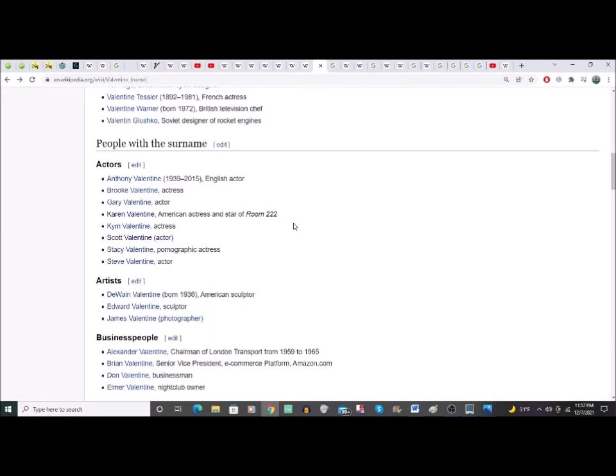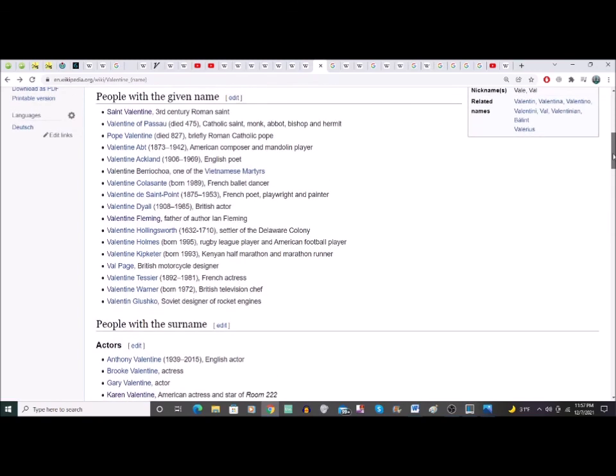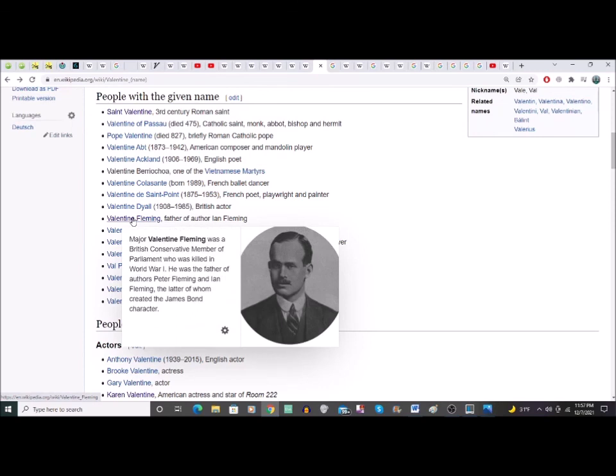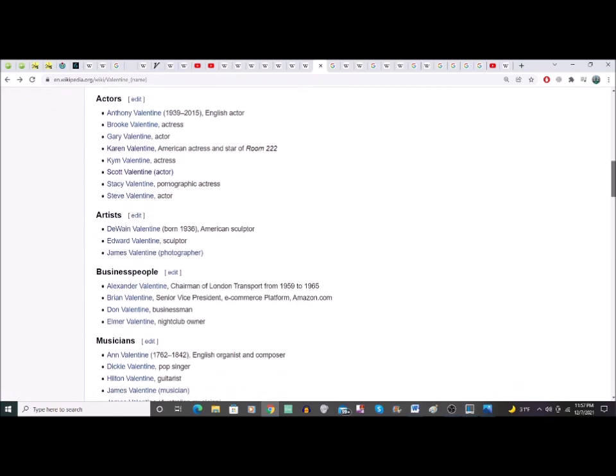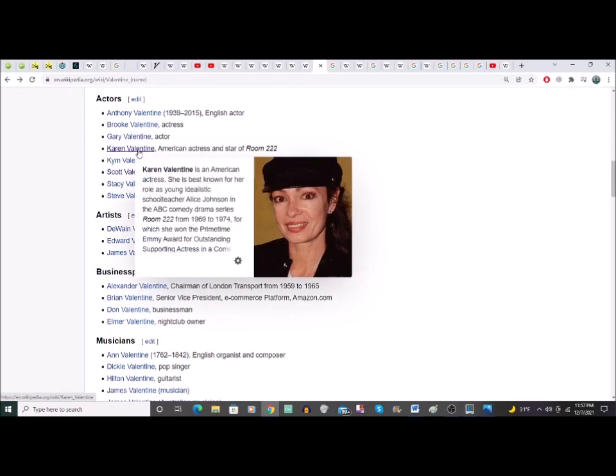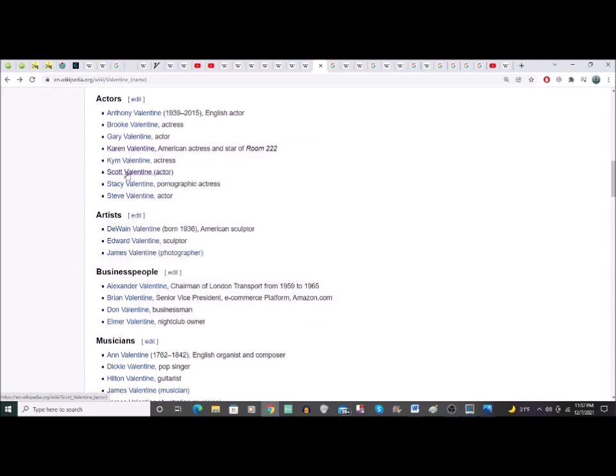Valentine, the name. I thought, because of Valentine's Day the next day, let's look at the name. And this really stood out to me: Valentine Fleming, the father of Ian Fleming, who wrote the James Bond stuff. So we've got this Val reference there. What was the other? Karen Valentine, star of Room 222. So there we're back with another reference to 143. And again, this guy, Scott Valentine, I don't know who he is, but he is connected to Family Ties.